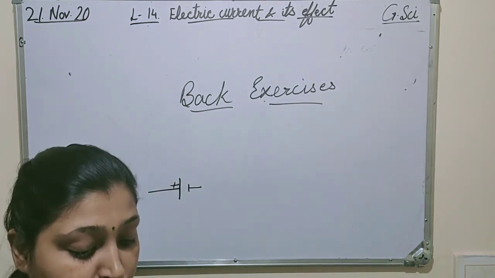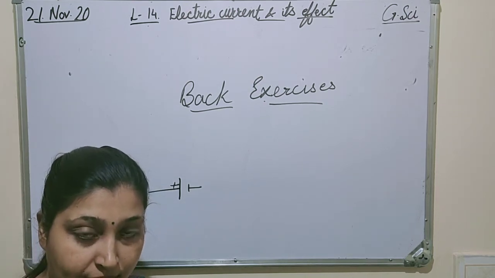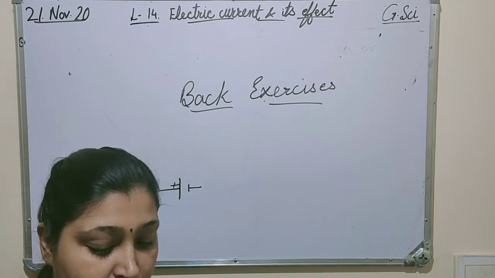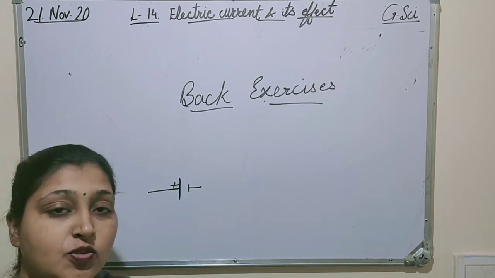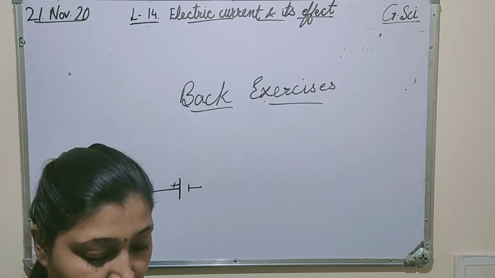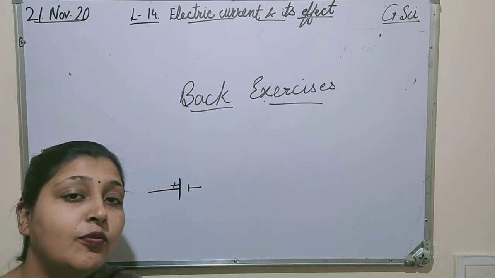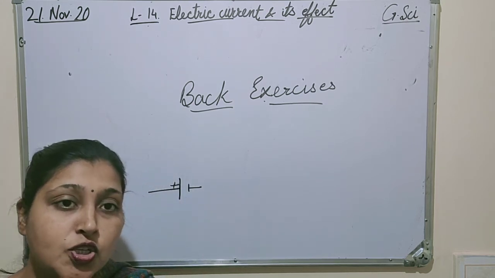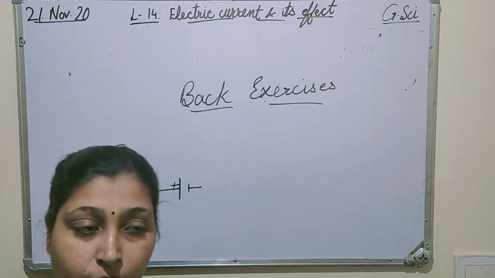Now children, come to question number 12. Zubeda made an electric circuit using a cell holder given at page number 162, a switch and a bulb. Now when she put the switch at on position, the bulb will not glow. What are the probable reasons that the bulb will not glow? In this question you have to write what may be the reasons why the bulb will not glow.